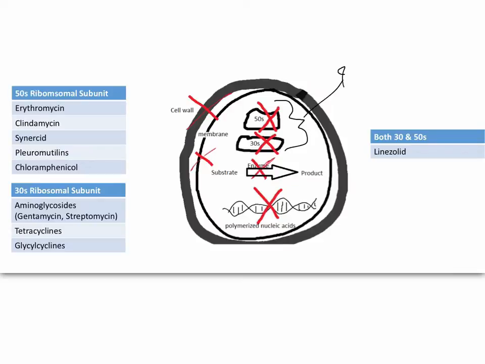So you have some things that will bind to the 50S ribosomal subunit, some to the 30S, and some will... linezolid will bind to both the 30 and 60 and prevent that from happening.